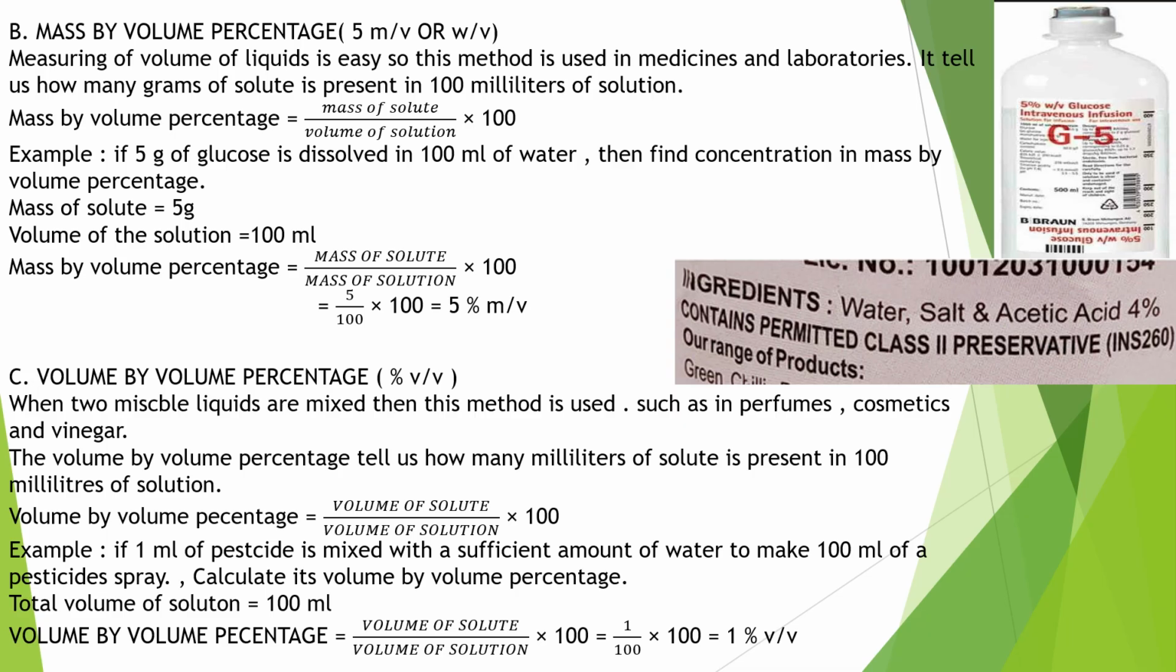Example: if 1 ml of pesticide is mixed with sufficient amount of water to make 100 ml of pesticide spray, calculate its volume by volume percentage. Total volume of solution is 100 ml. Volume by volume percentage, volume of solute upon volume of solution into 100 is equal to 1 upon 100 into 100. That is 1% V upon V. We have some examples of ingredients: water, salt, acetic acid 4%, like in vinegar, as we can see in the labels.